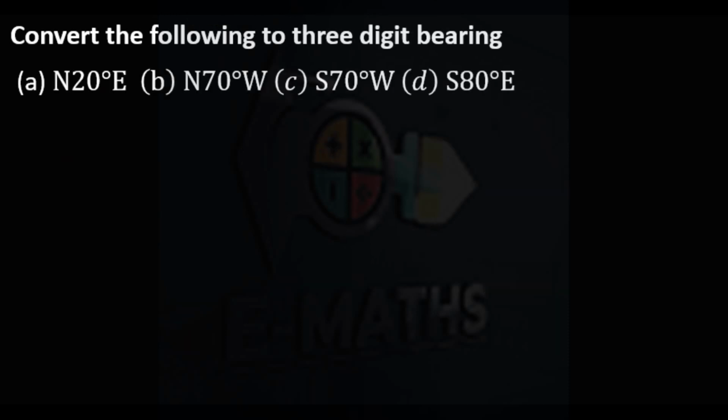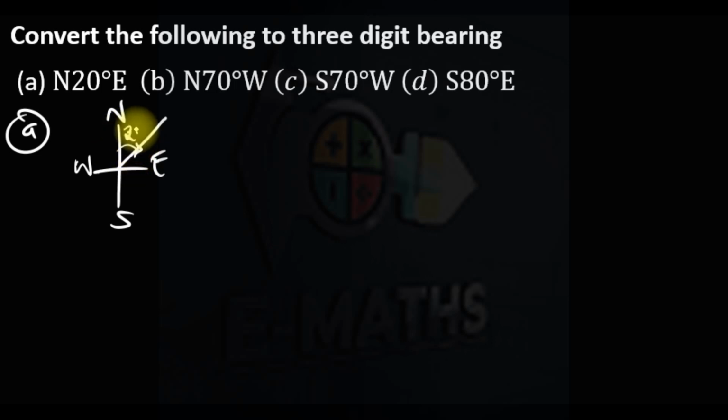So let's go for conversion from compass bearing to 3 digits. The same way, you draw the one given. So we are given north 20 east. So this is east, this is west, south. So this is 20. So this also happens to be 020 degrees in our 3 digits. So it's very simple. Now the second one, 70. That's not 70 degree west.